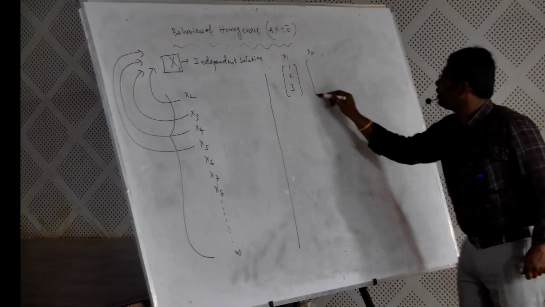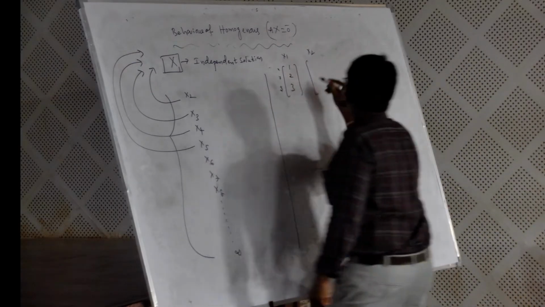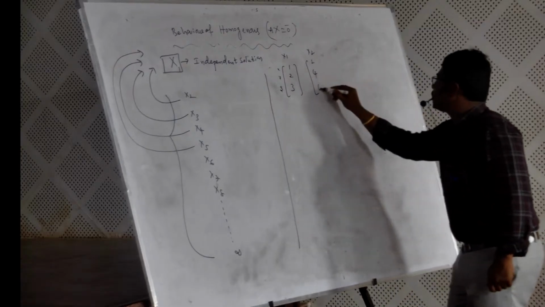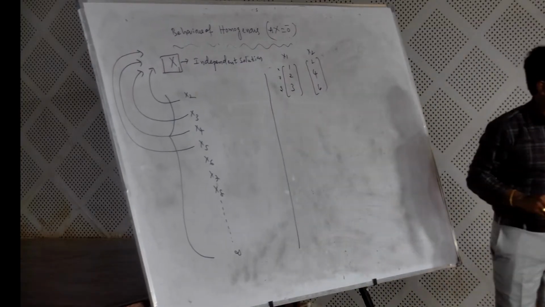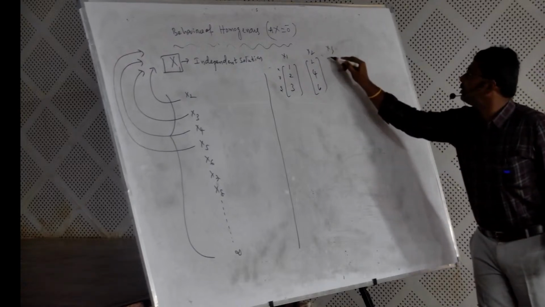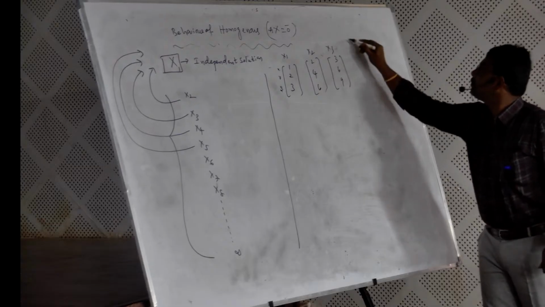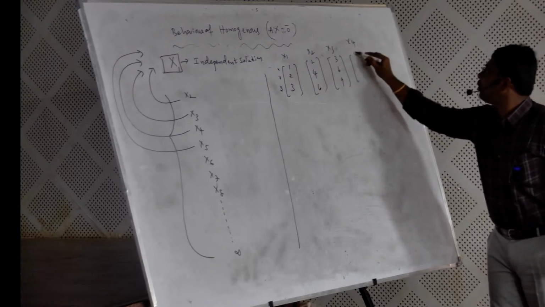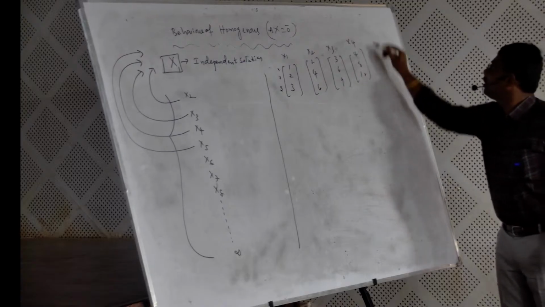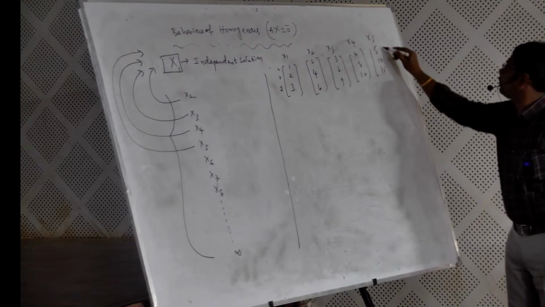Another solution, x2. What is x2? Second solution is 2, 4, 6. Let us assume third solution is 3, 6, 9. Fourth solution is 4, 8, 12. Fifth solution is 5, 10, 15.